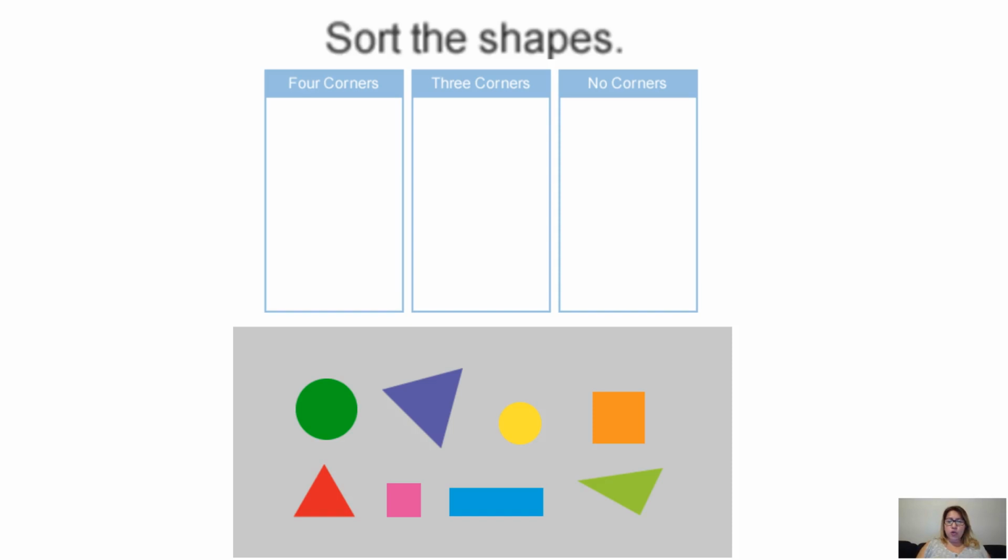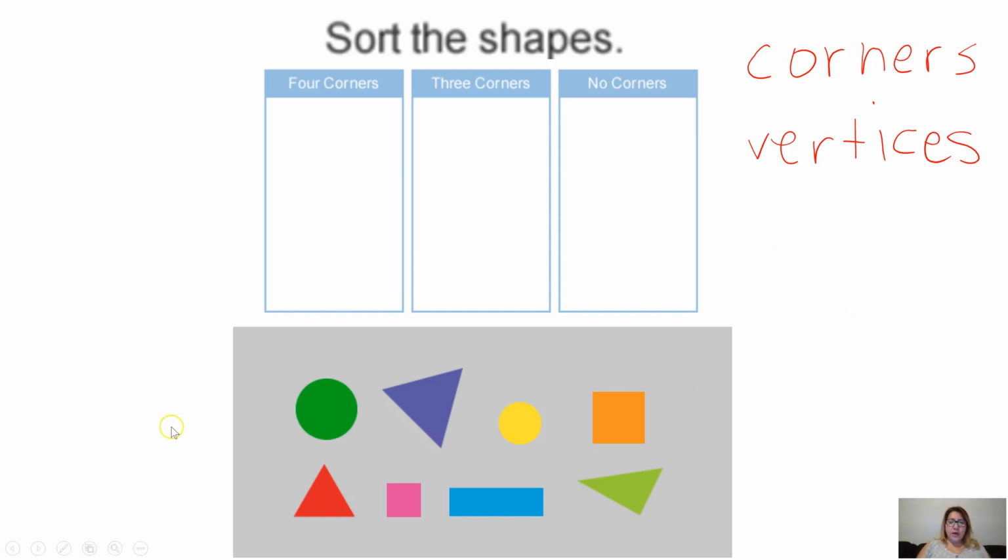Okay, now we're going to sort the shapes. The first one says 4 corners. The next one says 3 corners. And the last one says no corners. So let's go down to the bottom and count the shapes. Let's count the corners or vertices. Remember, the word corners and vertices is the same thing.